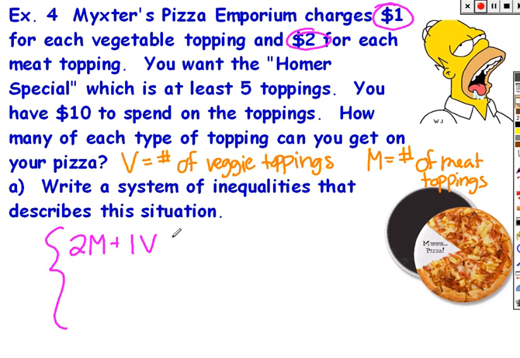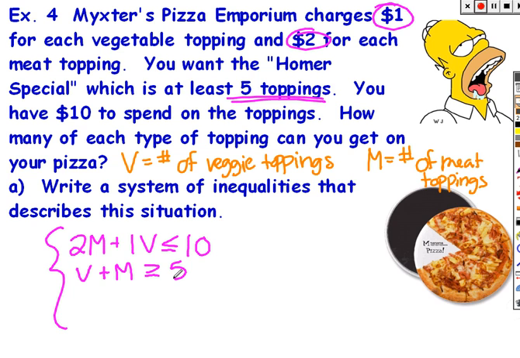That has to be less than or equal to $10. So however many meat toppings I buy times $2, however many veggie toppings times $1 has to be less than or equal to 10. That's all the money that I have. Then it also says I want the Homer special, which is at least 5 toppings. So if I want to pick 5 toppings, the number of veggie plus the number of meat toppings has to be at least 5, so greater than or equal to 5, and I'll be happy.